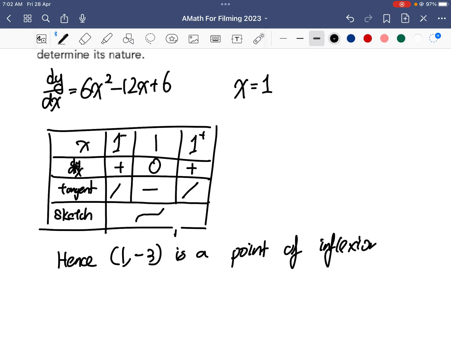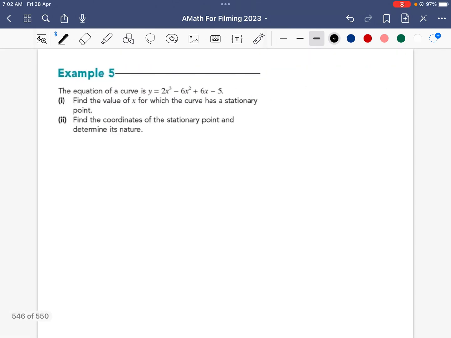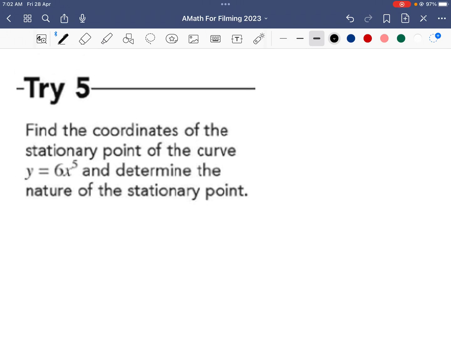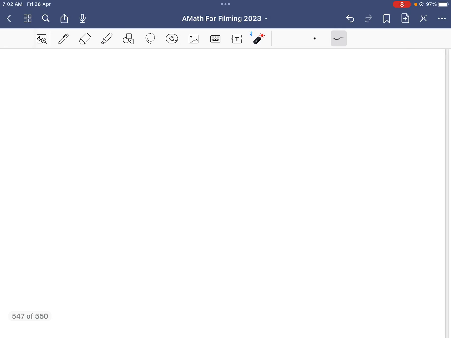To repeat again, when my second derivative test gives a 0, the second derivative test is inconclusive. What we need to do is go back to the first derivative test to determine the nature of the stationary point. Now please pause the video and try 5, and then I will go through try 5 with you in 3, 2, 1.